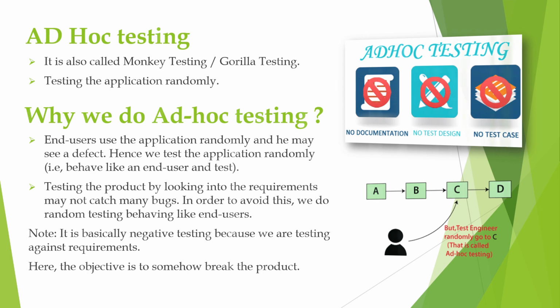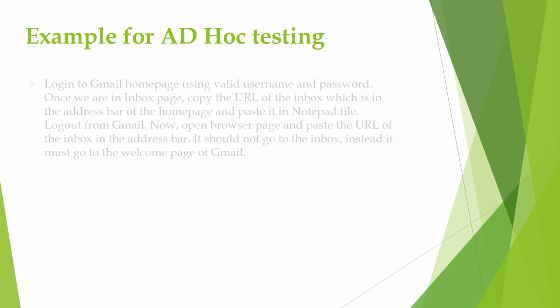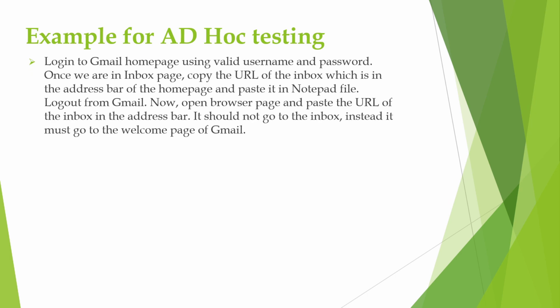Now we'll see an example for ad hoc testing. We'll take an example of Gmail. First we'll log into Gmail using a valid username and valid password. Then we'll log out from Gmail. Then we click on the back button. When we click on the back button, it should not go back to the inbox page. If it goes back to the inbox page, then there is an error or a bug or defect. It should only go back to the login page and it should display the message as session expired or please try to log in again.